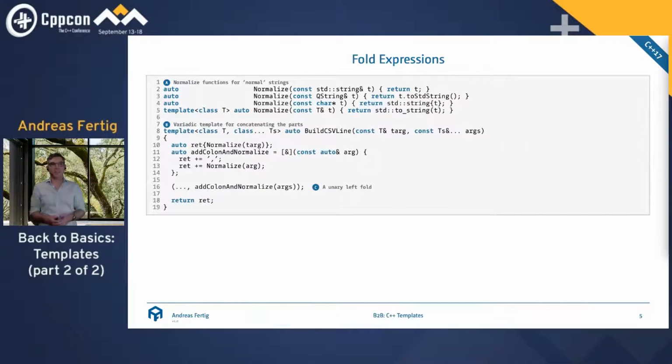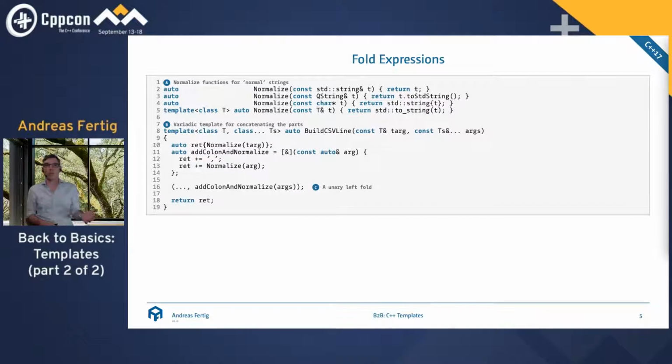And then in line number 16, I do the same thing as before in my print function. I use my parameter pack. I expand it with a unary left fold. This time, I call add comma and normalize on my parameter pack on args. As before, remember, the 3 dots are already in front, so I do not have and am not allowed to repeat them here in the add comma and normalize call. And with that, I have a small little function which helps me to create a CSV line out of arbitrary types, as long as I have the functions to convert them to a std string.